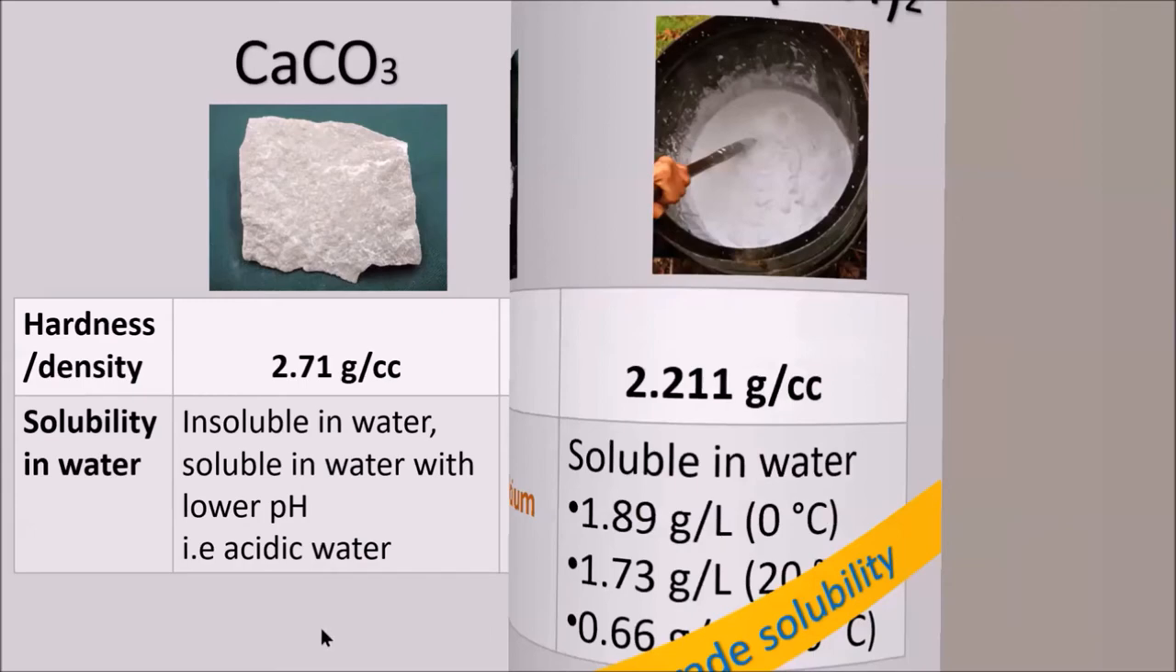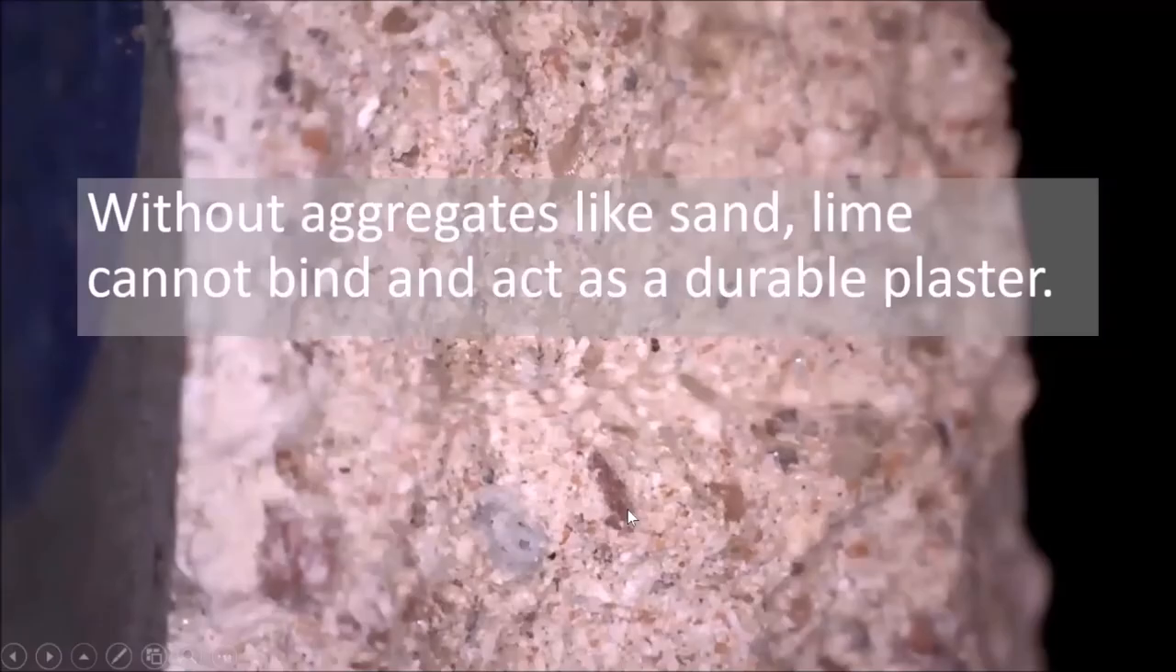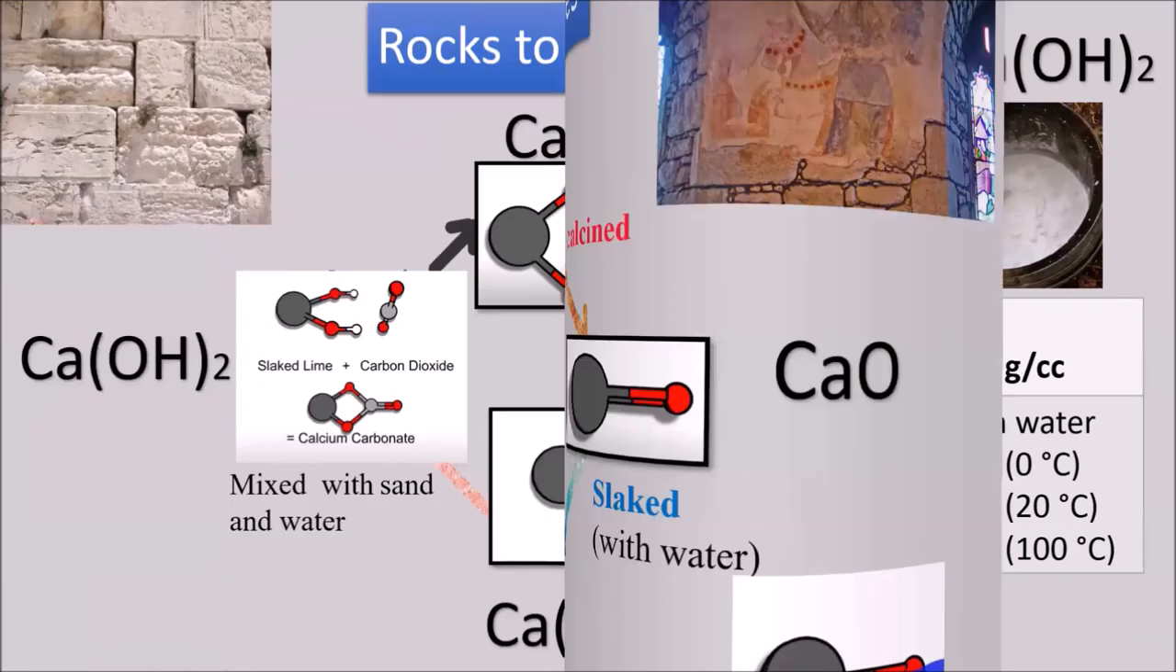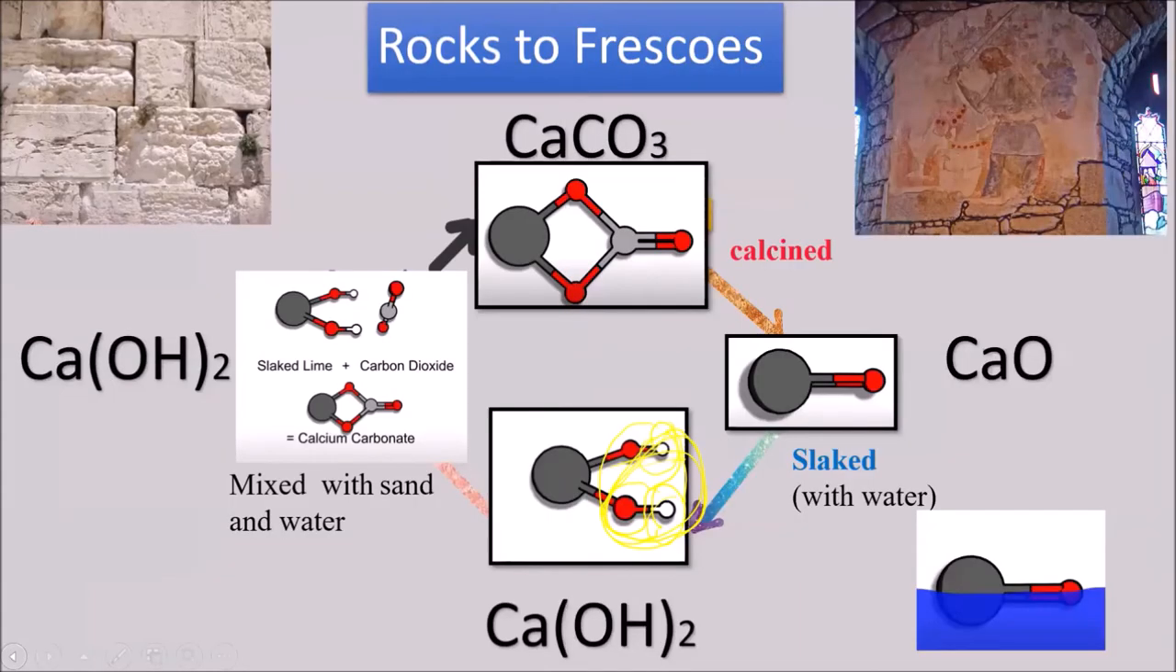We have seen how the lime is changing. First we take limestone, which is converted into quicklime, which is converted into slaked lime, and slaked lime is being used as a plaster. Now, without aggregates, if we don't add that sand, as was shown in this diagram, that it is mixed with sand and water.